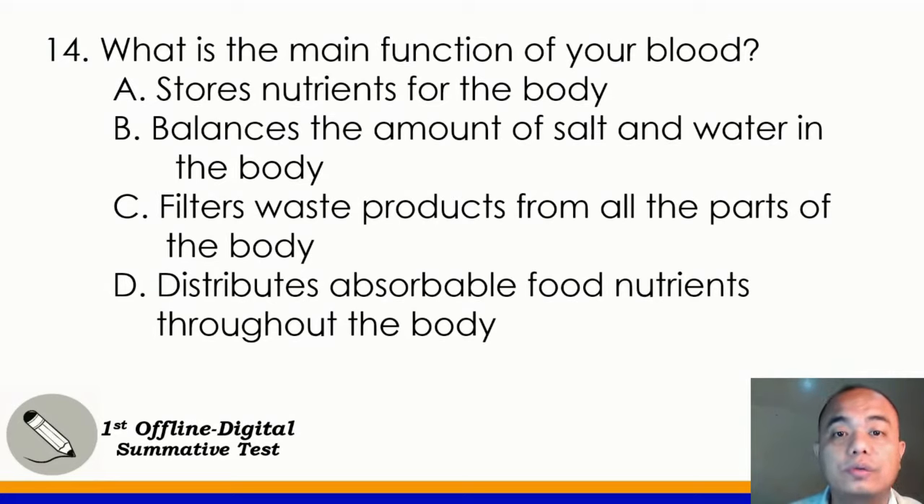A. Stores nutrients for the body. B. Balances the amount of salt and water in the body. C. Filters waste products from all parts of the body. Or letter D. Distributes absorbable food nutrients throughout the body. The correct answer is, the main function of your blood is to distribute absorbable food nutrients throughout the body.